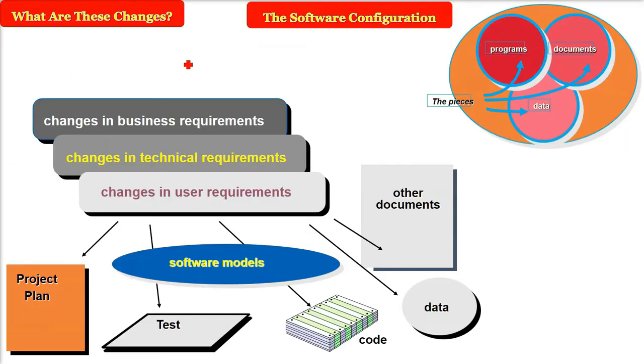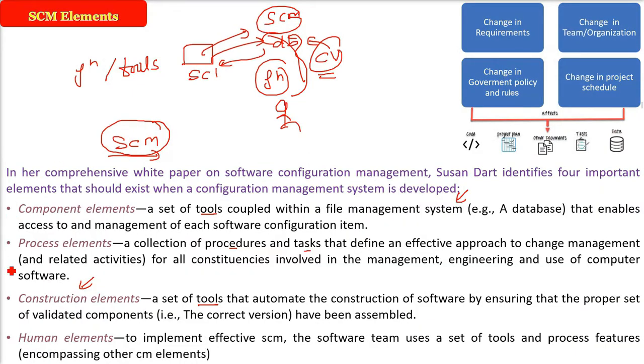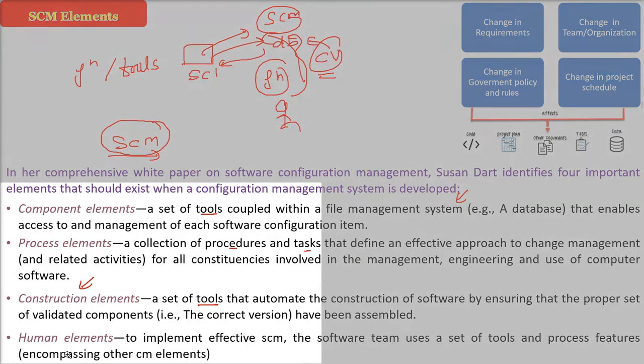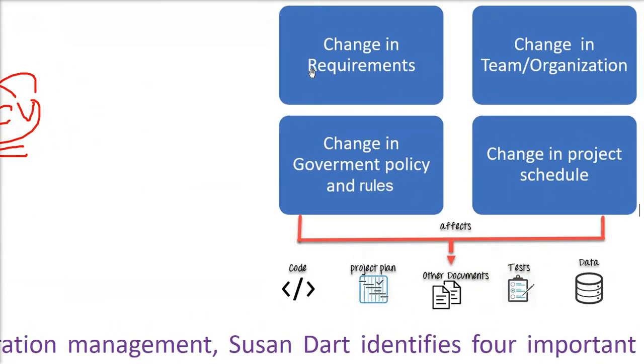Then come the human elements. Human, of course, is always there. Now let me show you a picture here. This is the change in requirements. There can be change in the team or the organization. People may change, people leave the job, there are new people. Change in government policy, rules, change in the project schedule. Whenever changes come, they always affect the code, project plan, documents, tests, and data. So for that, we need some change management, and this SCM is actually doing all of this.